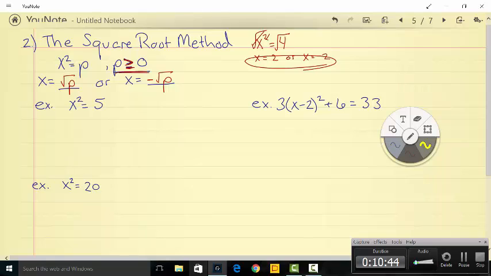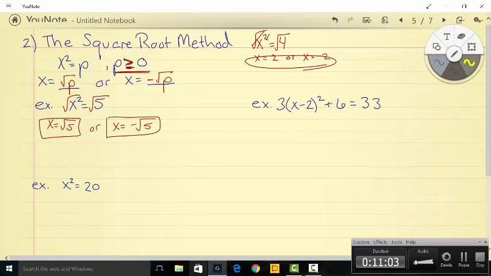So on this one here, x squared is equal to 5. We're going to square root both sides, meaning that x could either equal the square root of 5, or x could equal the negative of the square root of 5. Now the square root of 5 is an irrational number, and it doesn't simplify. So that's our answers. We would stop right there.